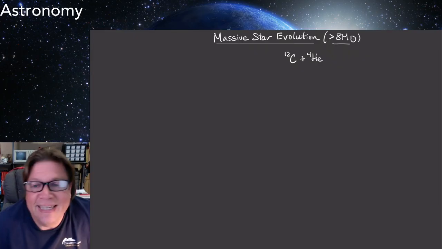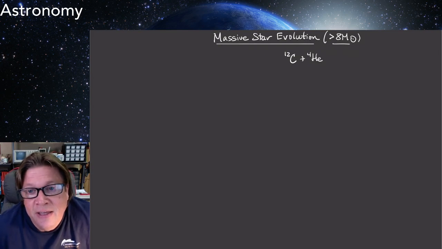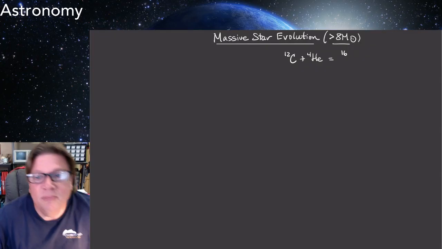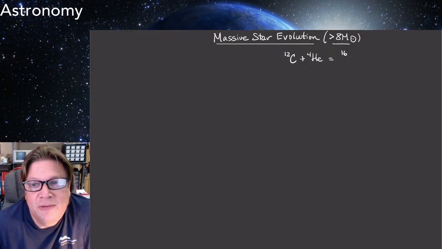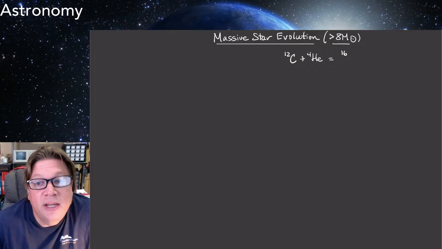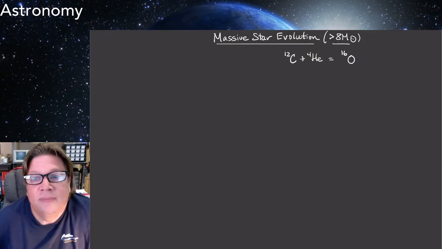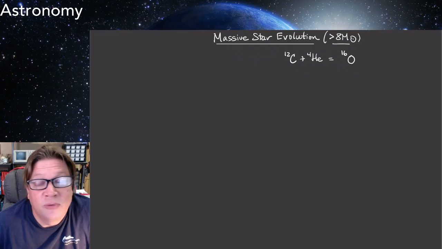And what do you get? Let's see. Carbon, well, you have 12 particles in the nucleus plus 4 particles, so you're going to get something with 16 particles in the nucleus, right? If I just add those numbers together. Carbon has 6 protons, helium has 2 protons. So naively, you would expect 6 plus 2, 8, an element with 8 protons. What element has 8 protons? It would be oxygen. This is where oxygen comes from.